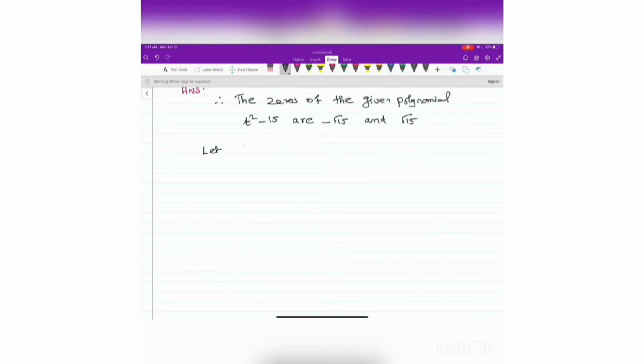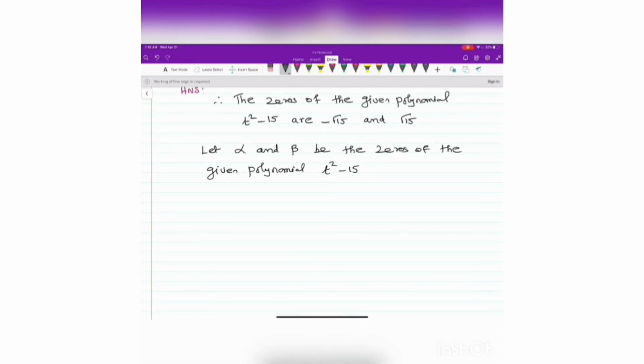Let alpha and beta be the zeros of the given polynomial t square minus 15. So, what do you get? You got the zeros as minus root 15 and root 15. Now we made the assumption alpha and beta are the zeros of the polynomial. So alpha is equal to minus root 15, beta is equal to root 15.